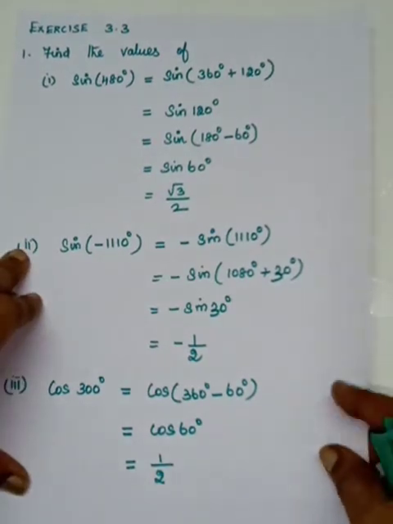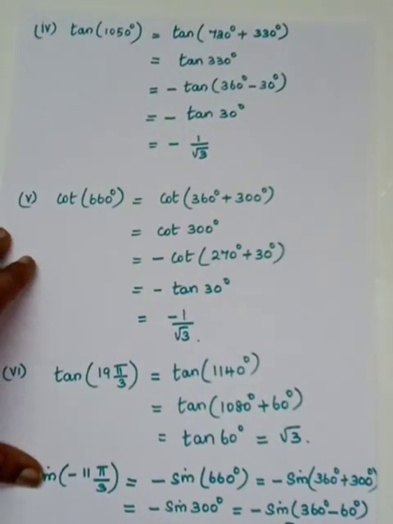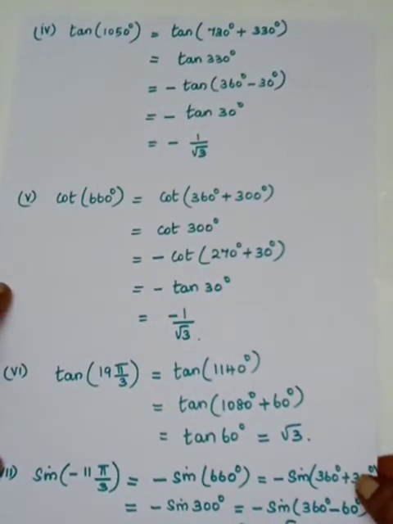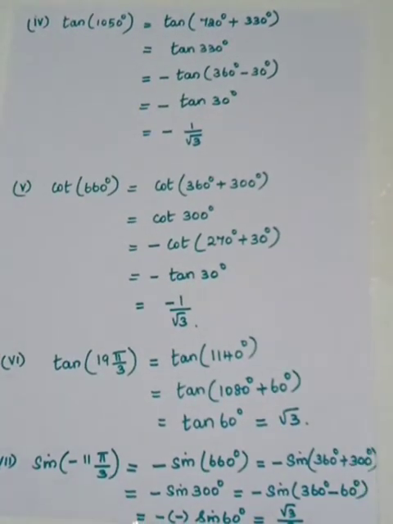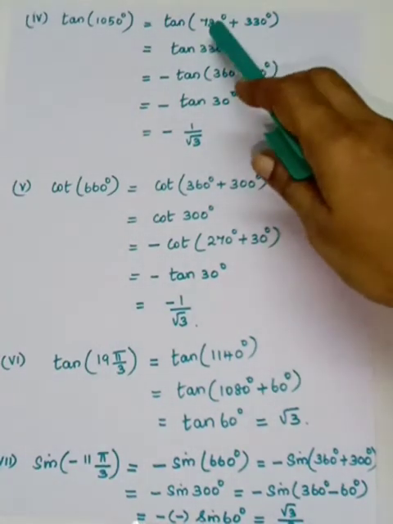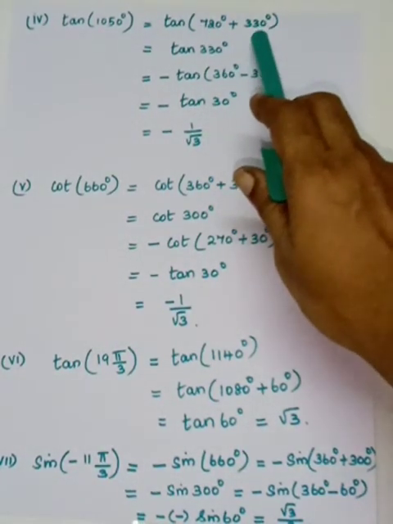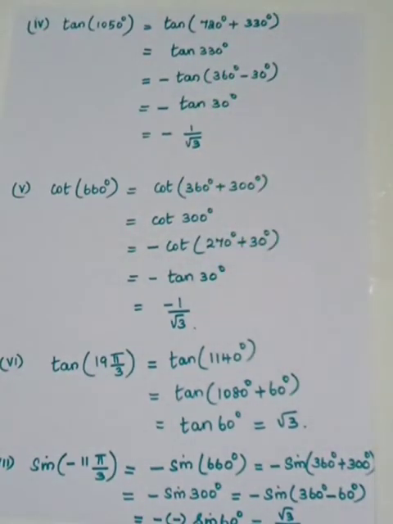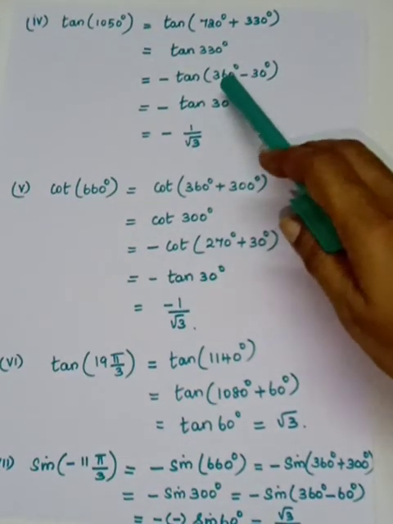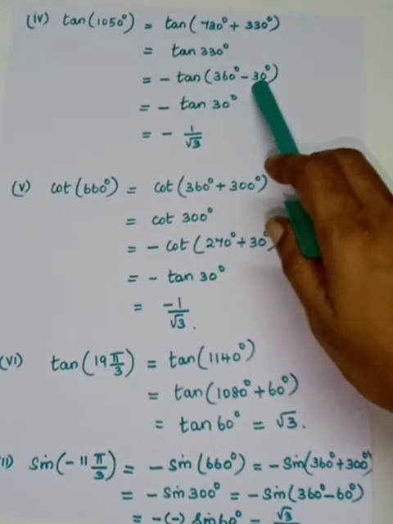Okay, come to the problem number, that is the fourth subdivision. You see now, tan 1050 degree. It is more than 360 degree, but it is less than 1080 degree. After making 2 complete rotations, the remaining angle is 330. So it is tan 330. 330 has to be written in terms of 270 degree plus or minus theta, or 360 degree minus theta. So here I have written 360 degree minus 30 degree.